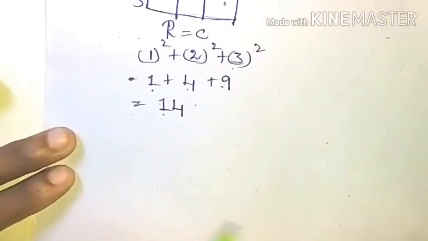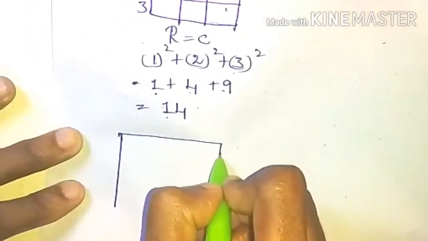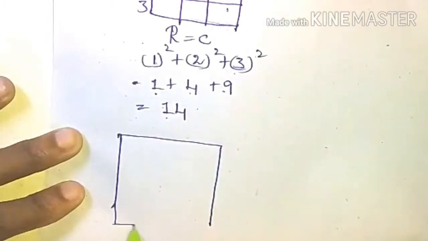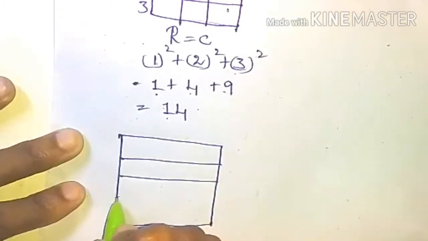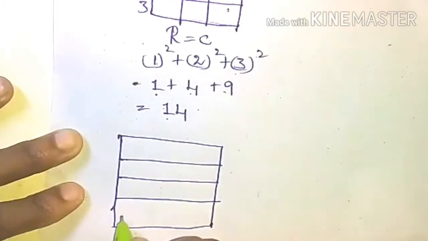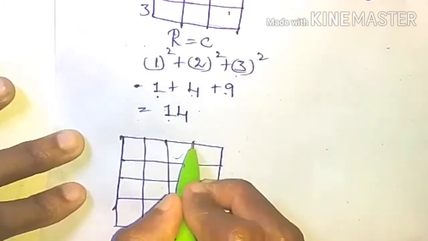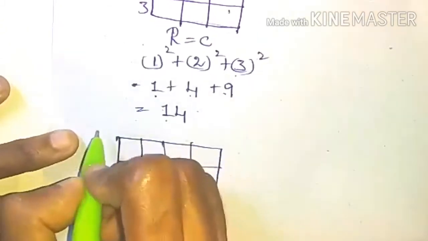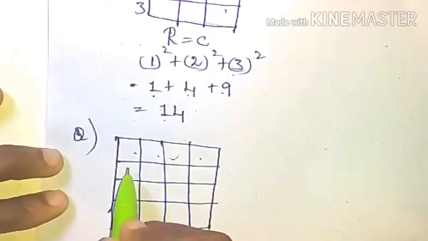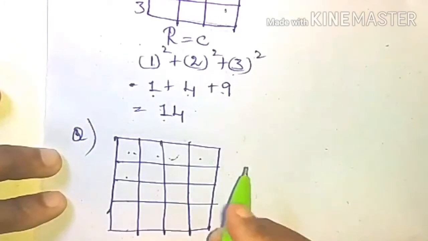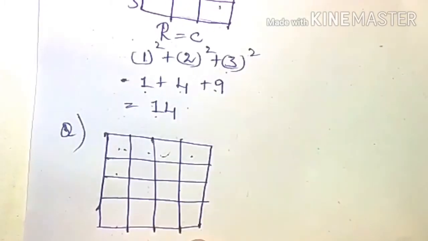I am giving one more as your homework. You can see here, find it out. 1, 2, 3 and 4. So this is homework: 4 rows and 4 columns are equal. Then find the answer and comment.